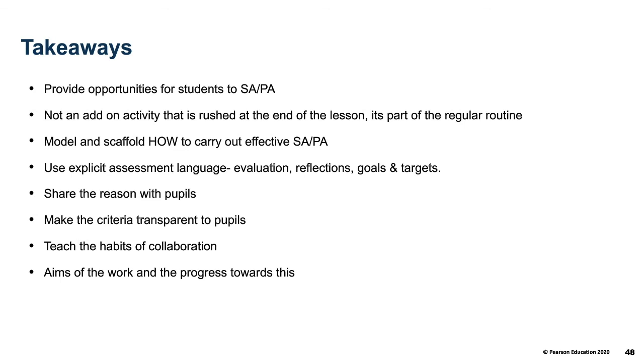Teach the habits of collaboration, make it part of the expectations of the classroom and the aims of the work and progress towards it. So we can create the most amazing lessons, but unless pupils are actually given that opportunity to reflect and self-monitor, we're not harnessing the full power of this partnership that we have with the pupils, and share it with pupils and explain why we're doing it. If we can get this right, then we can really improve their metacognition skills. You know, what do I know? What do I still need to know? How am I going to get there? How am I going to improve this? And them seeing their learning achievements.